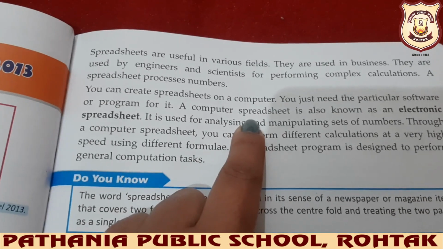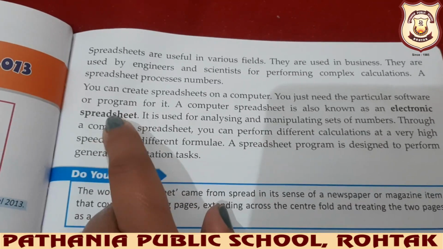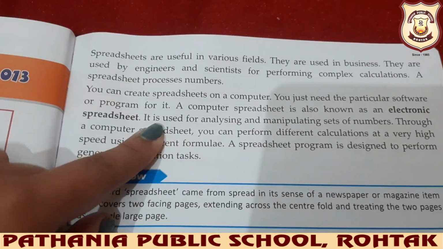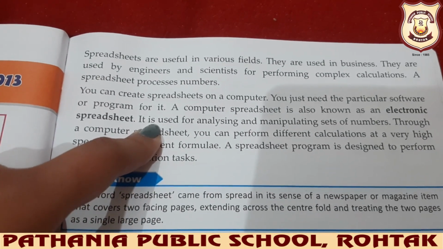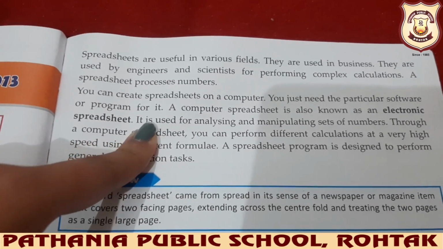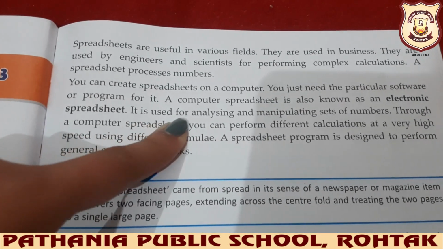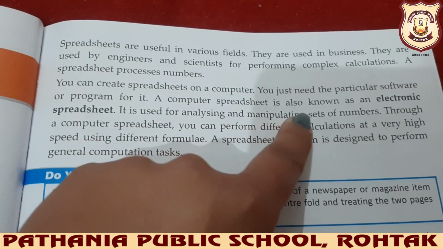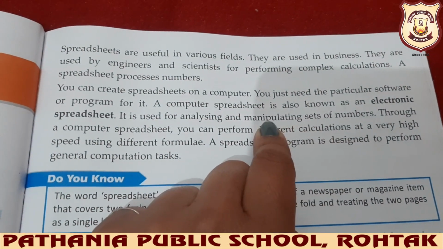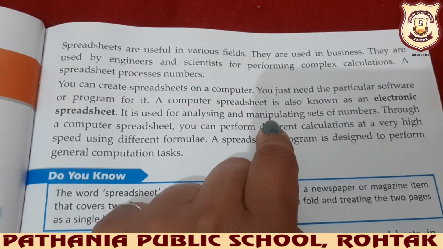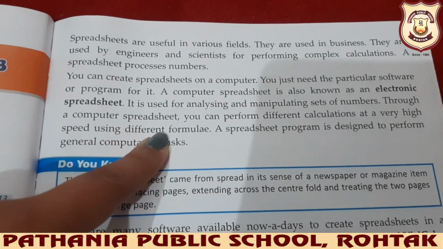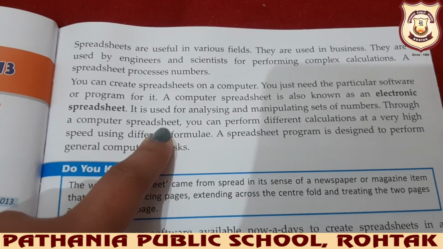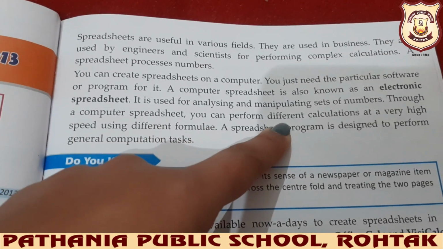A computer spreadsheet is also known as an electronic spreadsheet. Why can we say that it is an electronic spreadsheet? Because we can store the data in Excel in the form of rows or columns. It is used for analyzing and manipulating a set of numbers. Manipulate means we can change them, we can mold them, we can analyze them. Through a computer spreadsheet you can perform different calculations.